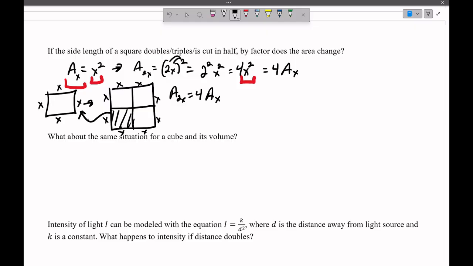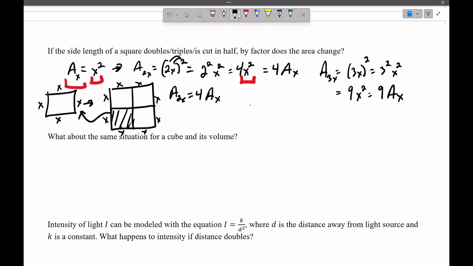Well, the same process applies for a triple. We have the area of 3x is going to equal 3 times x, squared. That's going to be 3 squared times x squared, which is just 9 times x squared, which is, of course, 9 times the area of x. There's going to be 9 of those smaller blocks rather than just 4 like I showed here.